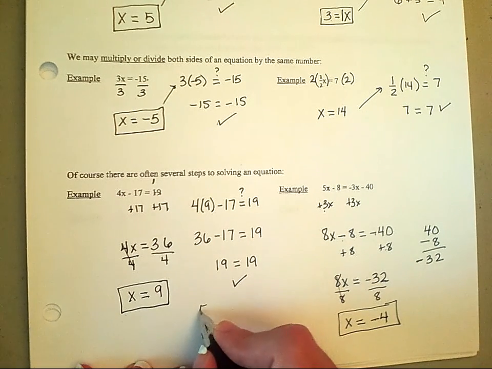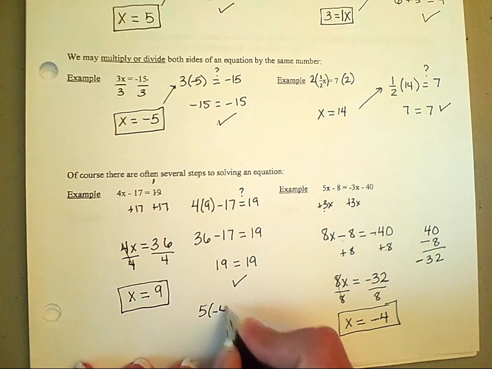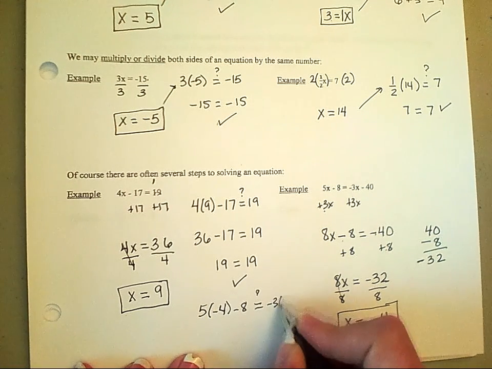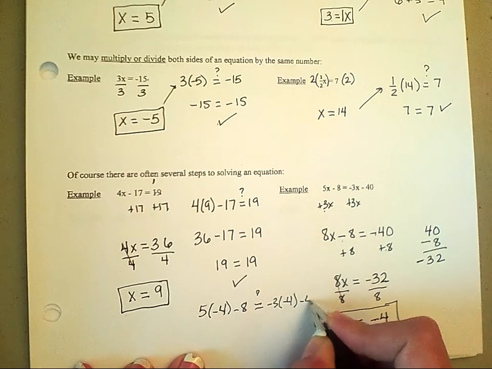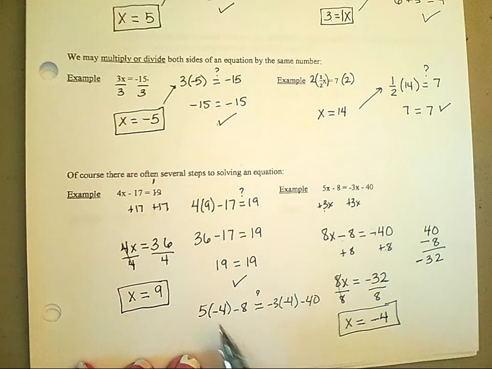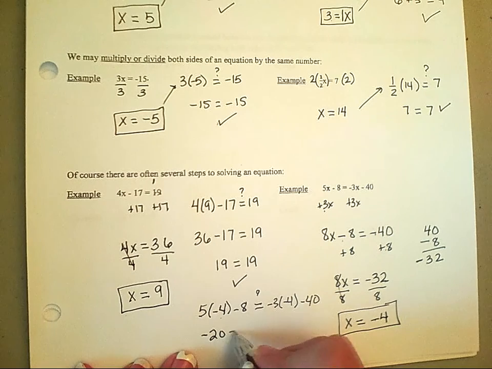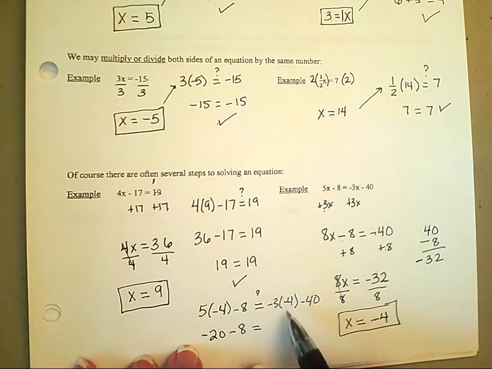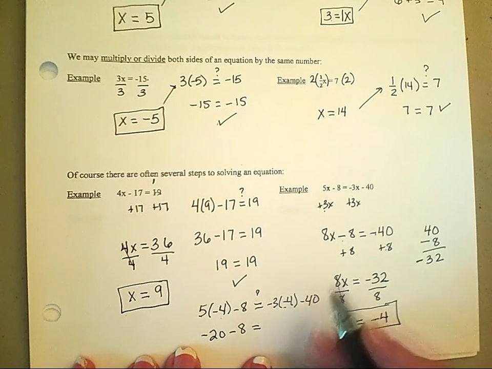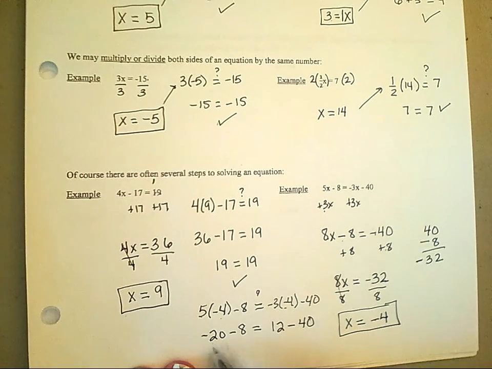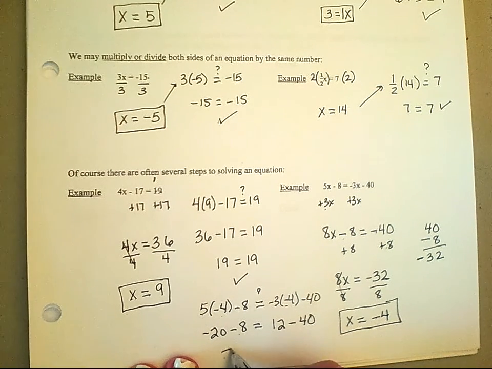Let's see if we can do the check over here. 5 times negative 4 minus 8, does that equal negative 3 times negative 4 minus 40? 5 times negative 4 is negative 20 minus 8. Negative 3 and negative 4 become positive 12 minus 40. On this side we have negative 28.